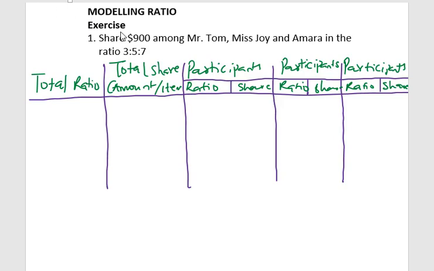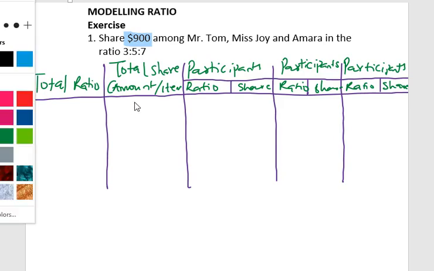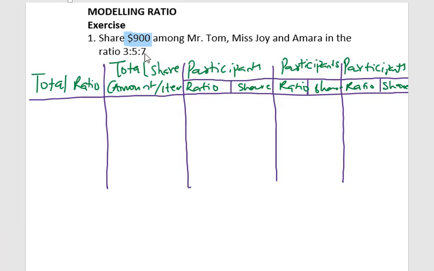Let's go through the question properly. It says share $900. This is the total amount being shared among Mr. Tom, Miss Joy, and Amara. Let's take note of these things. The total amount that is being shared is $900. So this is the total amount they are sharing, or total item. Assume they say 60 mangoes or 60 oranges. That's the total being shared.